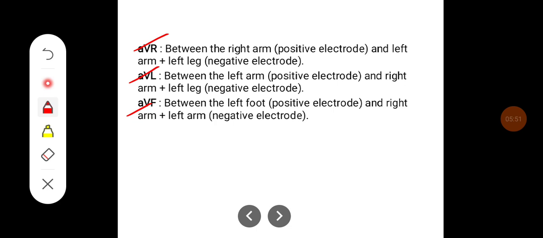This is going to record the potential between the right arm and the combination of the left arm and left leg, which acts as a negative electrode. aVL is the potential difference between left arm and combined right arm and left leg. Whereas the aVF is the potential difference between left foot and the combination of right arm and left arm, which acts as a negative electrode.